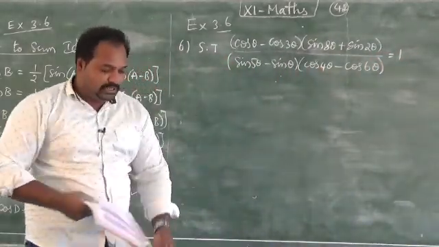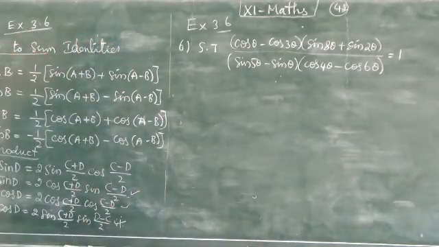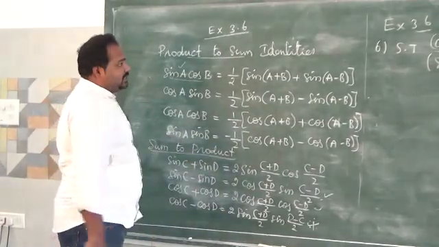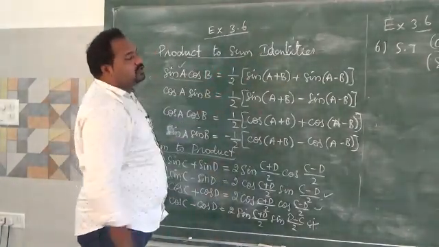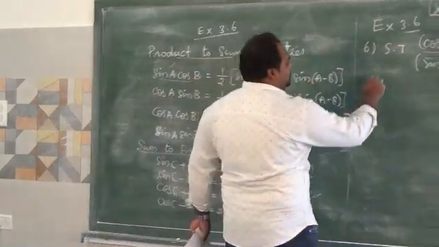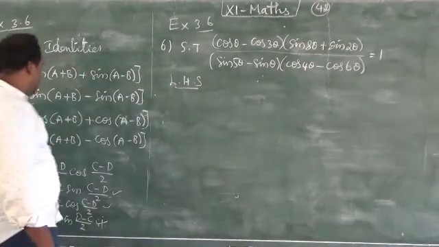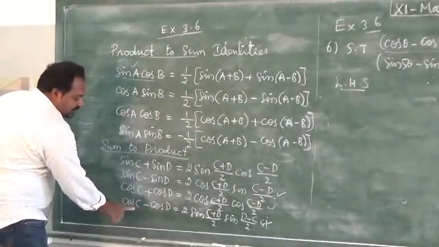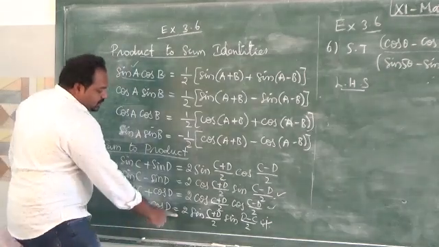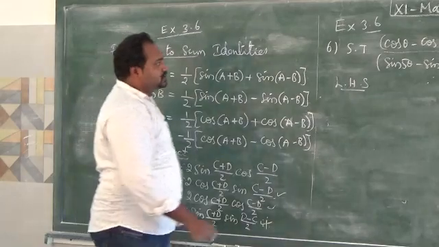So here also, in this problem also, I am going to use the sum to product identities. Using these 4 identities, I am going to solve this problem. First I am going to take the LHS side. So this is the cos c minus cos d formula. Cos c minus cos d is 2 sin (c plus d) by 2 sin (d minus c) by 2.